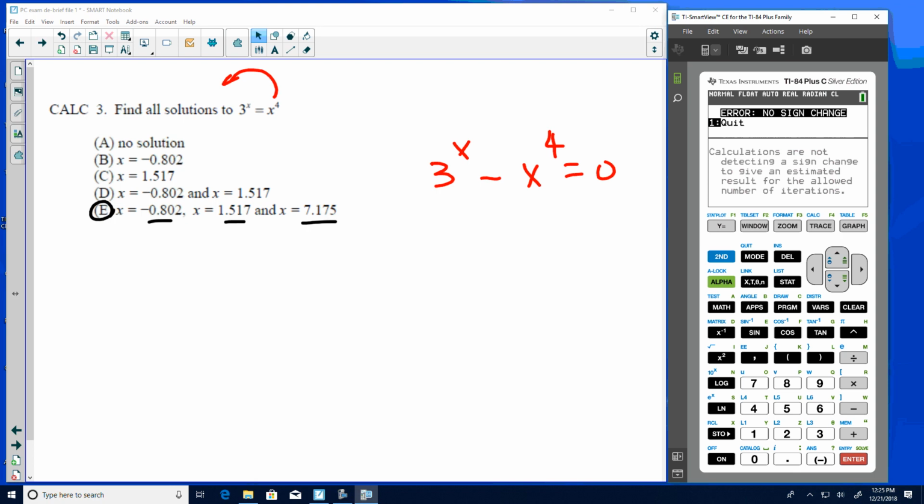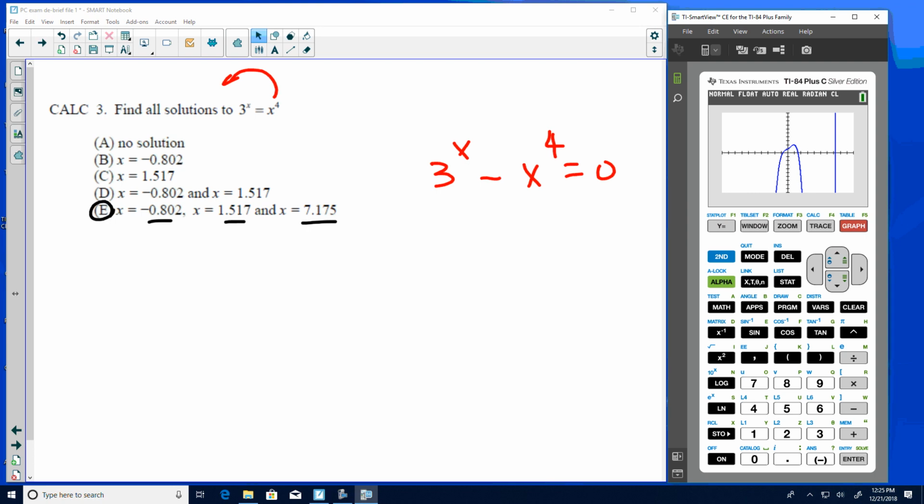Whoops, no sign change. Let's go back and look at the picture again. What did I do? It's not between 2 and 3, it's between 1 and 2. Notice when I entered between 2 and 3, there was no sign change. The graph was negative the entire time. So my little zero utility did not find a 0, but if I do this correctly, I would get between 1 and 2, and then I'm good. 1.517 rounding, and we'll save the last one for somebody else to do.